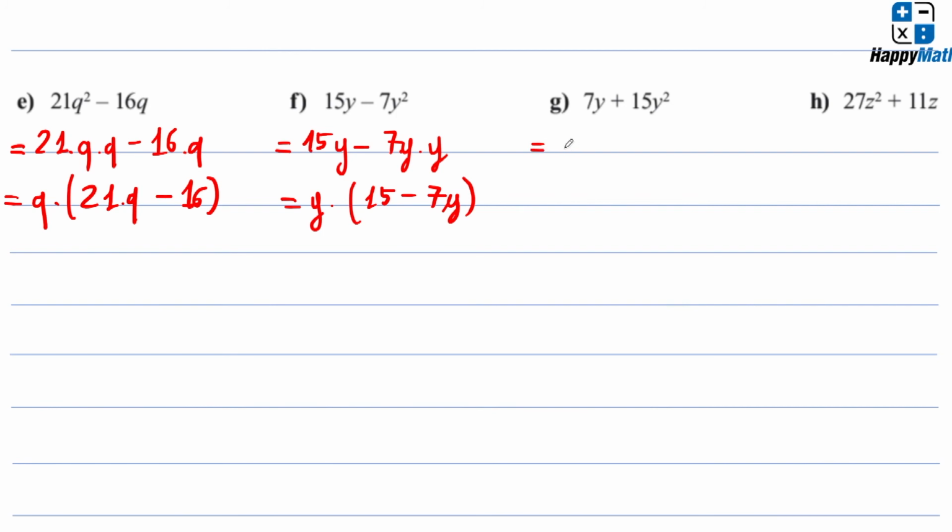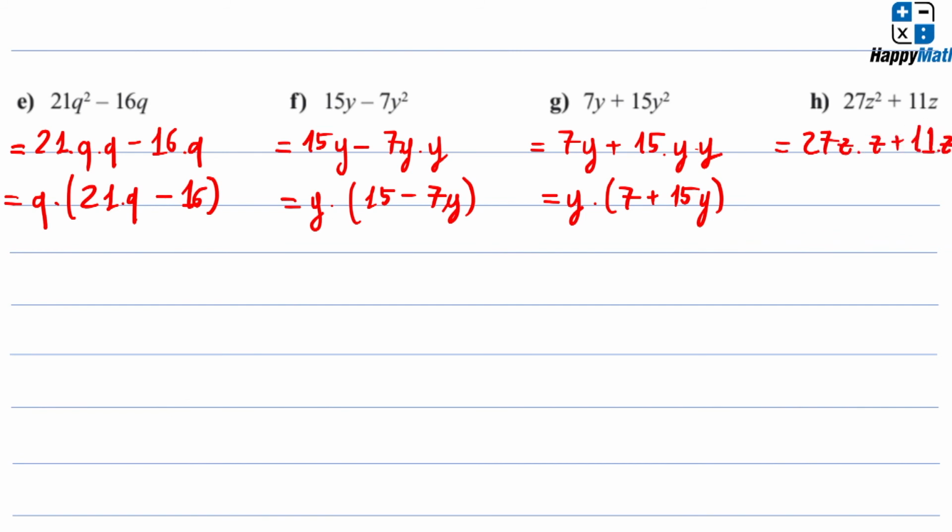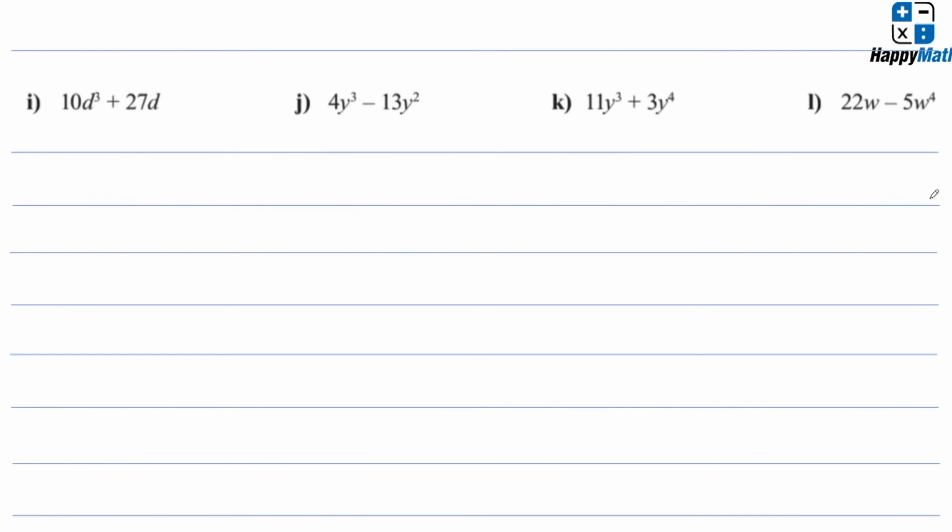Okay, so 7y plus 15y. y here, 7 plus 15. Yep. z. Okay, 27z plus 11z. Take z outside and inside 27 and plus 11. That's all. Question 8, we done. And go on for this question.